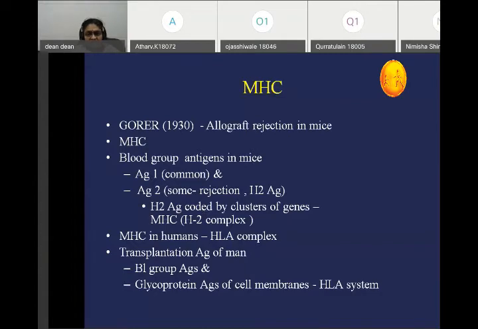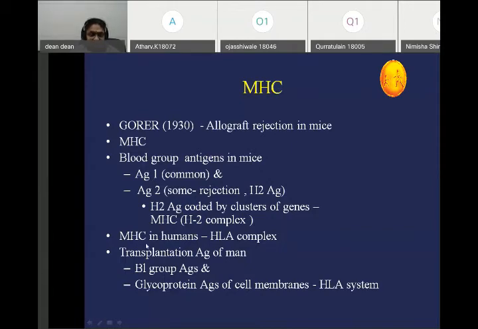Gorer in 1930 identified allograft rejection in mice. He observed blood group antigens in mice, and there are two types of antigen. He found that antigen 1 is common for all mice, whereas antigen 2 is present in only some members of mice. And this antigen 2 is coded by a cluster of genes called the H2 complex in mice, which is responsible for rejection of allograft in mice. Similarly, genes were identified which are responsible for allograft rejection in humans. They are called the HLA complex.